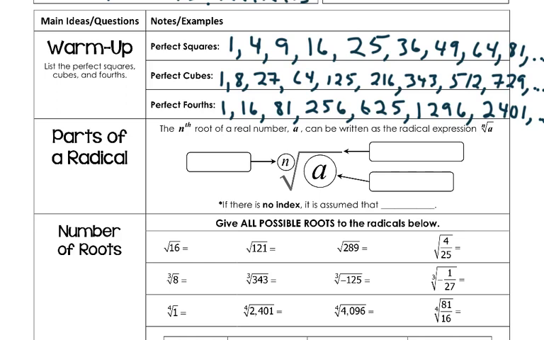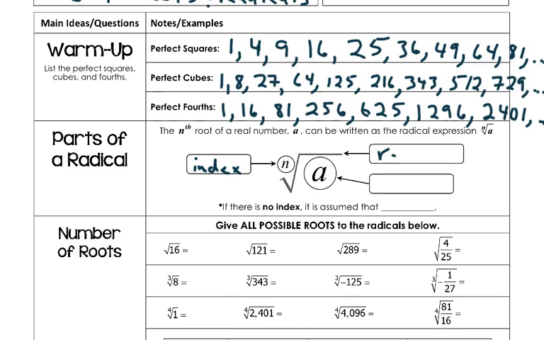All right, so parts of a radical. The nth root of a real number, a, can be written as the radical expression. So this is an n root. What does that n stand for? That's what's known as the index. So write that here, index. You guys remember this should all be review, so I'm just going to go through this quickly. Radical sign here. And the a inside is the radicand.